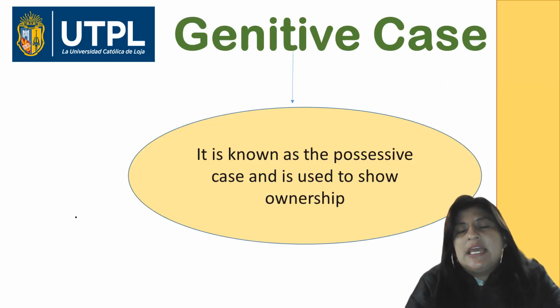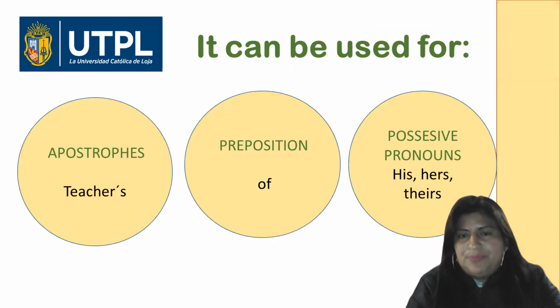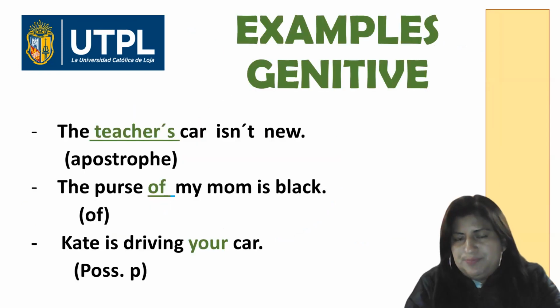Next, I'm talking about genitive case. Genitive case is also known as the possessive case, and it is used to show ownership. Also, we have 3 ways to use this genitive case: apostrophes, prepositions, and possessive pronouns. Don't forget that these show ownership.